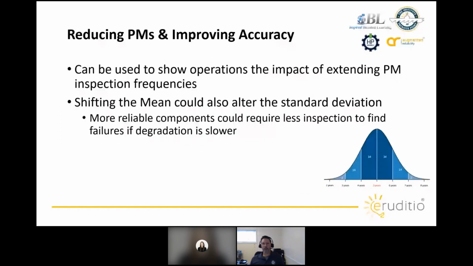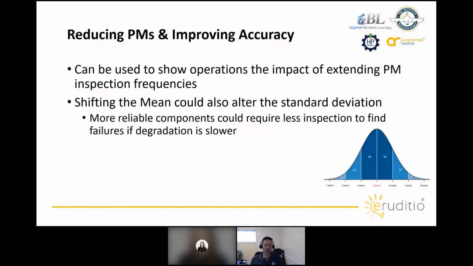So one of the things we can do with all this information is use it to show operations the impact of extending PM inspection frequencies. For example, if we have a very long PF interval, we can demonstrate with our data that we can detect it here, plan and schedule the repair here, and avoid all these extra inspections or intrusive inspections or other activities.